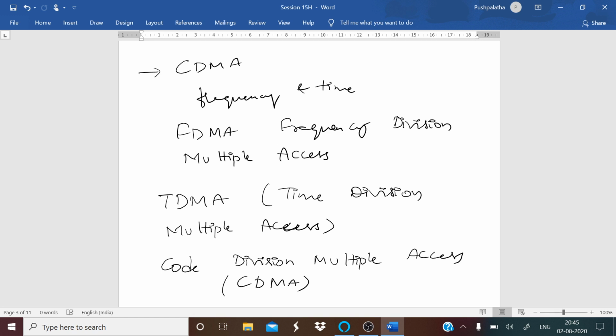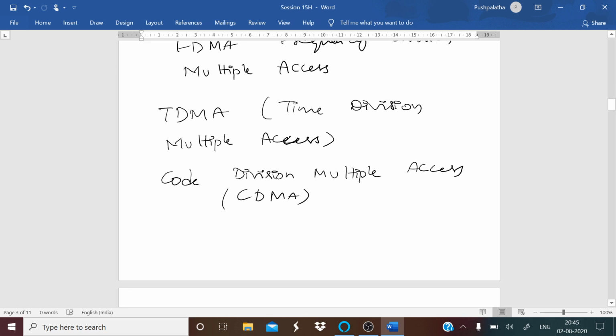So they use codes to identify the communications. You might have heard that a few years back you had CDMA phones. Those will work only with certain services, that is only with Airtel or only with Idea, because they are allotted a certain frequency all the time. So those mobile phones will work only with CDMA SIMs.